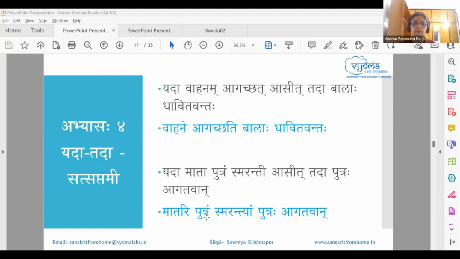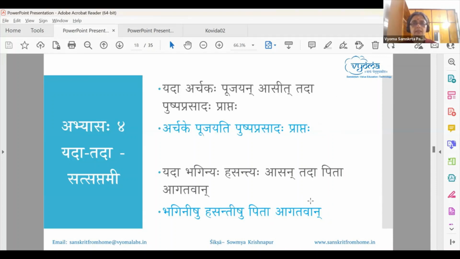Matari putram smarantyam, the saptami of smaranti is smarantyam. Here you have to use satyam. You cannot use sati. It has to qualify smaranti and mata. Putraha agatavan. So what we have to note is that the prathama vibhakti words, mata and smaranti, have become saptami: matari and smarantyam.